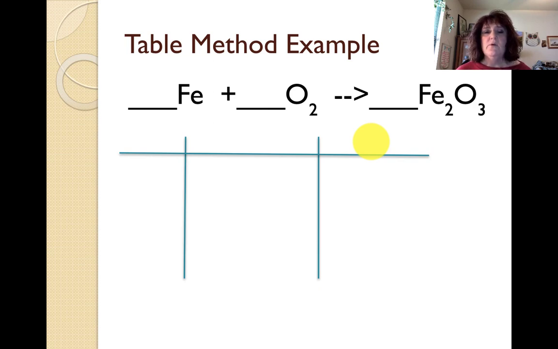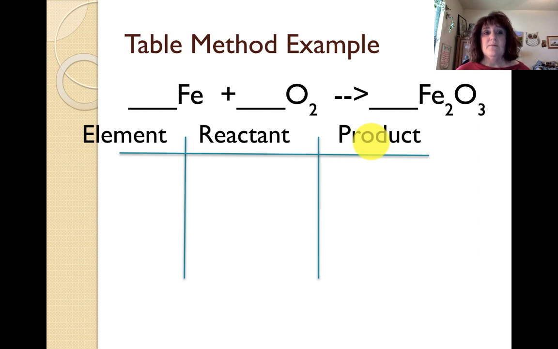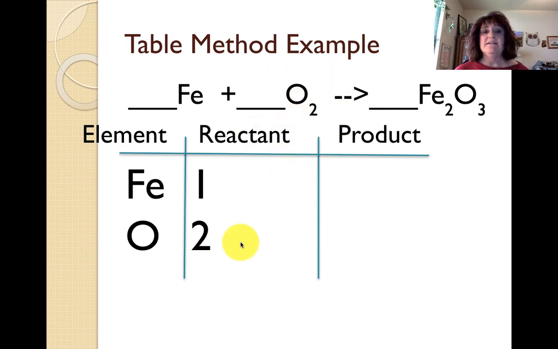Same problem, so you know what the answer is going to be in the end. But when we start this, we make a table. That's why it's called table method. For the elements, the reactants, and the products. So the elements that I'm using in this equation are iron and oxygen. In the reactants, I have 1 iron and 2 oxygen right now as it is. In the products, I have 2 iron and 3 oxygen. Remember, that's what those subscripts mean.